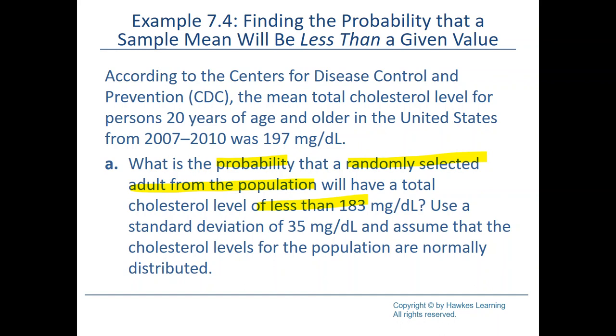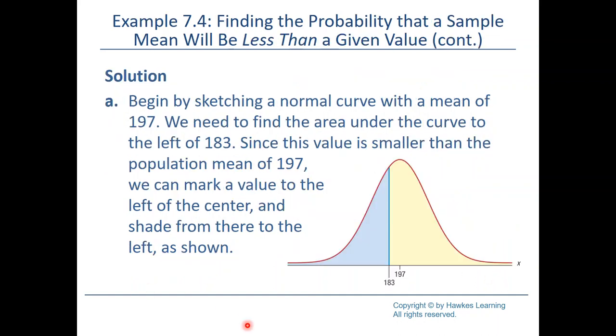They told me in my problem here is our mean, our average, and they gave us our standard deviation. So let's put this into a picture. Let's sketch it since they said it's normally distributed. We're going to begin by sketching that curve. There's that 183, and I said the word less, so that's everything in this direction that I want to know. We know that 183 is smaller than our mean, so I put it on the left side here. If our answer is bigger than 50% or 0.5, then I've done something wrong.